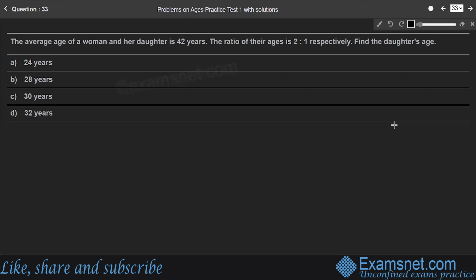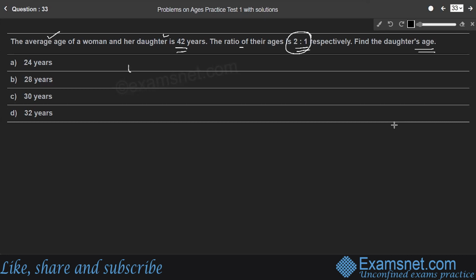Question number 33. The average age of a woman and her daughter is 42 years. The ratio of their ages is 2:1 respectively. Find the daughter's age. So very easy question. So here we'll consider the woman's age as X years and her daughter's age as Y years. Or based on the ratio 2:1, we can directly take 2x and x as their ages.